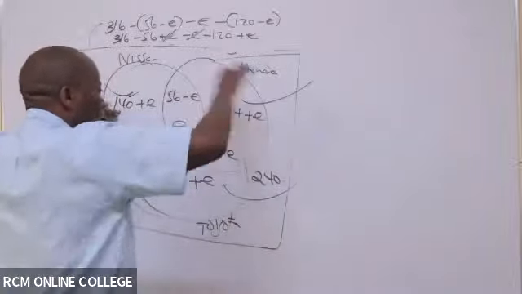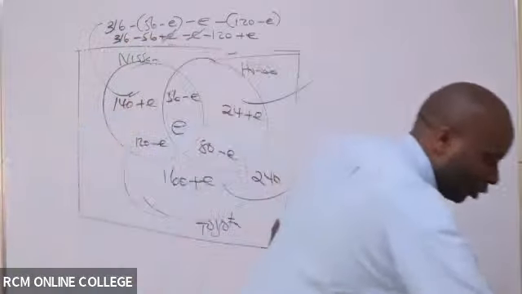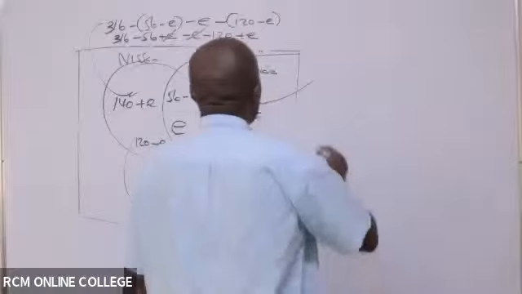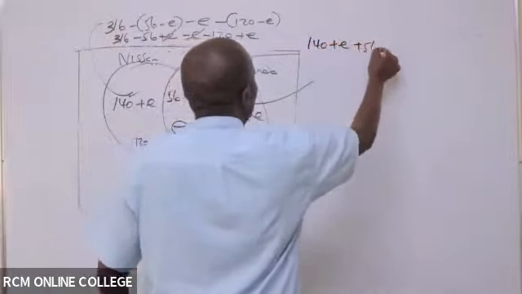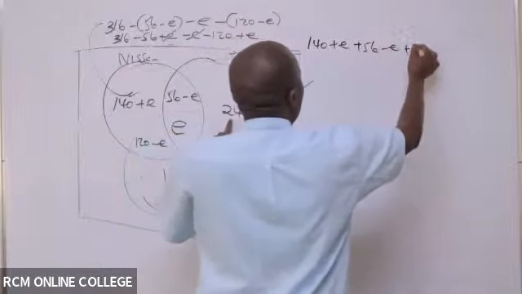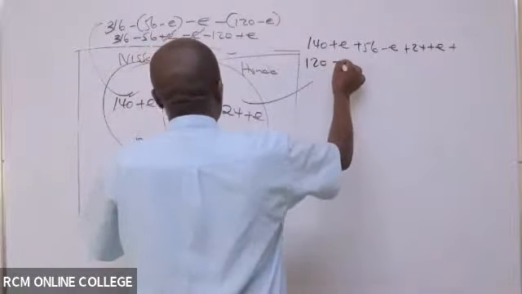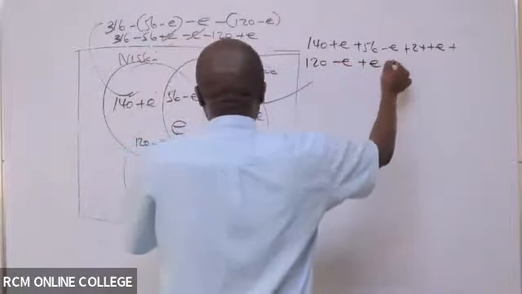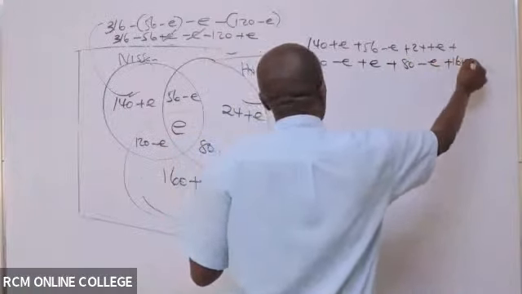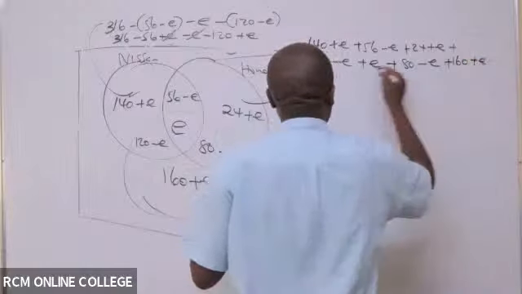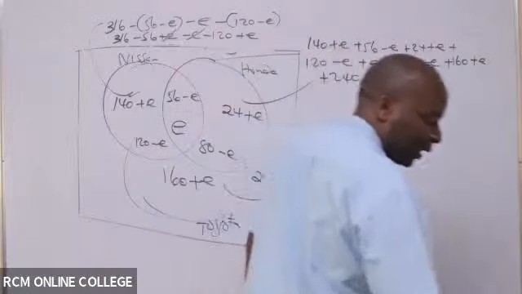You add all the numbers in the universe. Alternatively, we have here 140 plus E plus 56 minus E plus 24 plus E plus 120 minus E plus 80 minus E plus 160 plus E plus 240 equals 850.